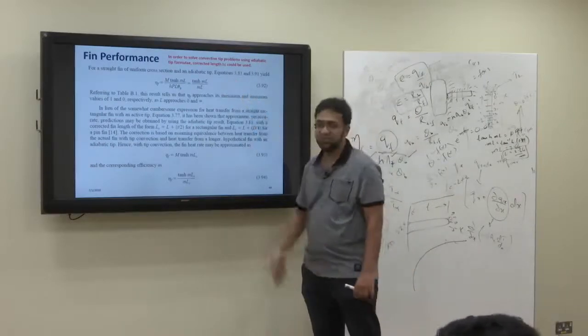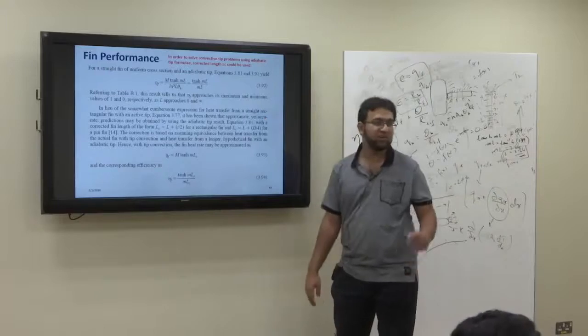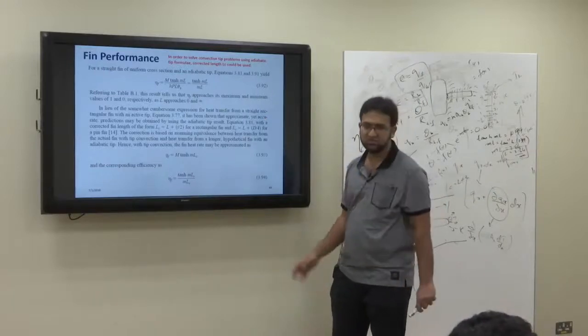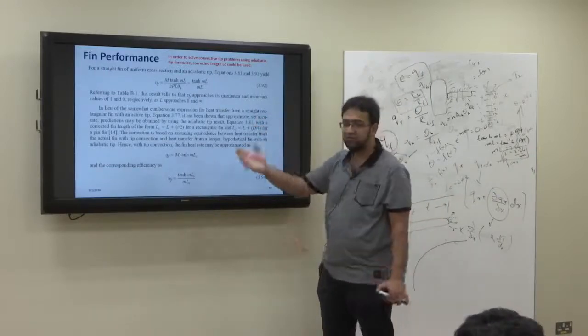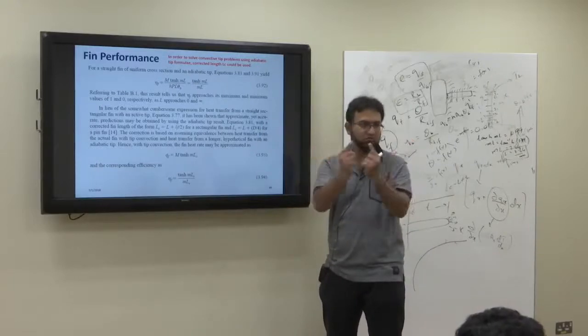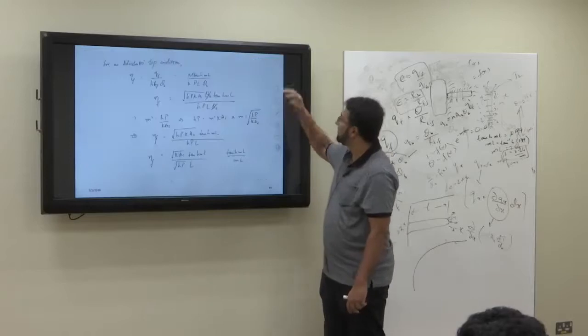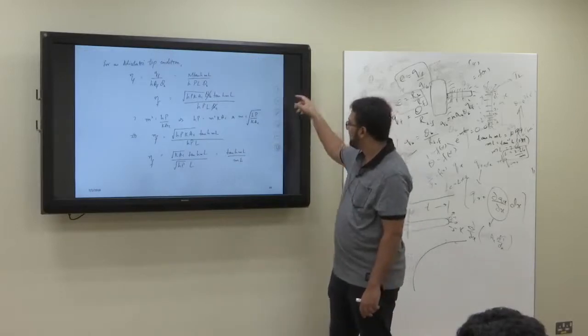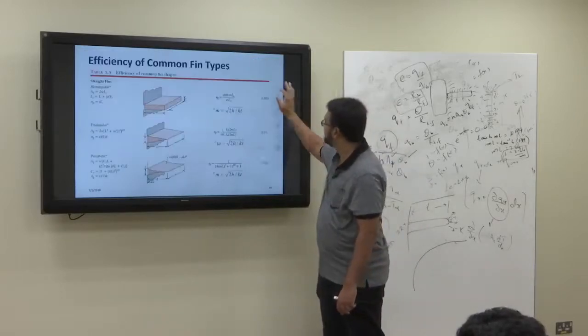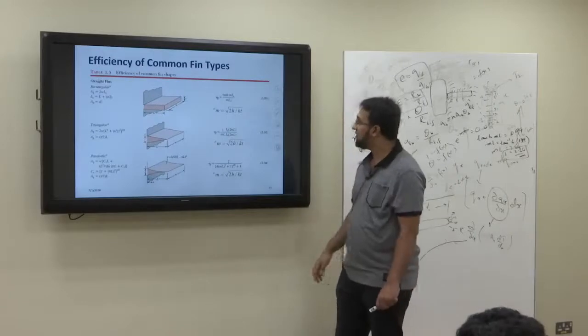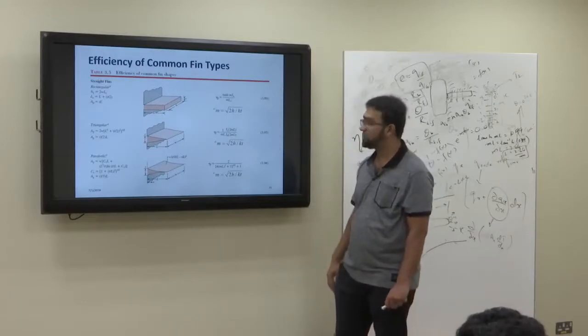This is just the same thing explained, why we are using the corrected length. This is just the description written here. But I have already explained to you that we need to take into account the tip heat transfer. That's why we use the corrected length. Okay? Let's go through it yourself. This is a small derivation. Anyways, we have multiple formulas for it.